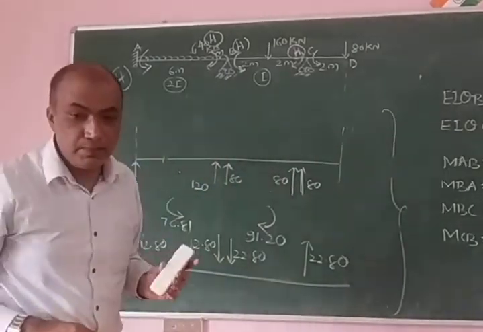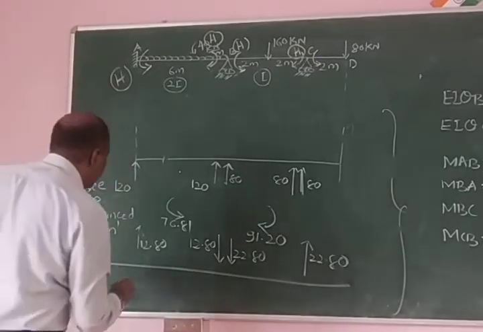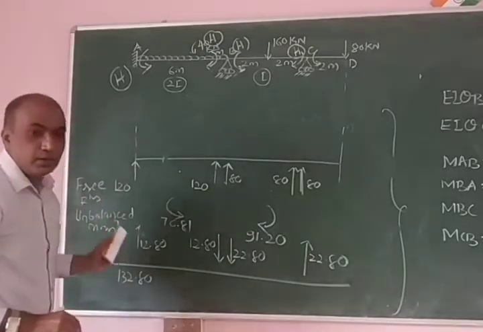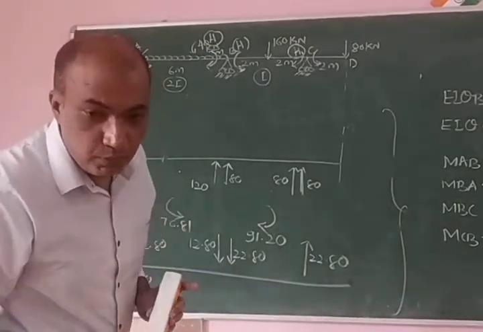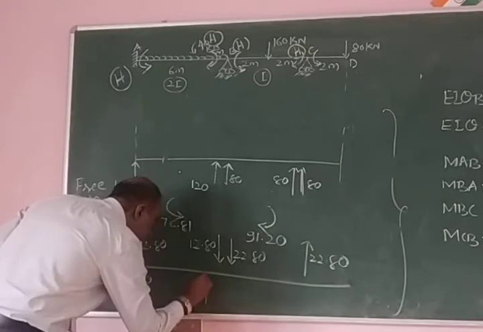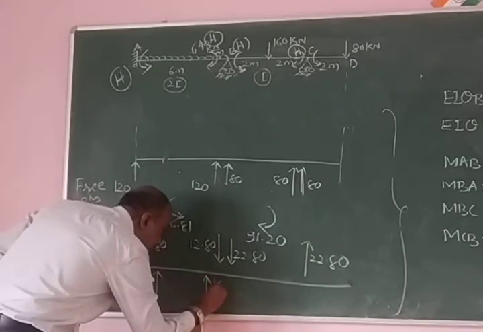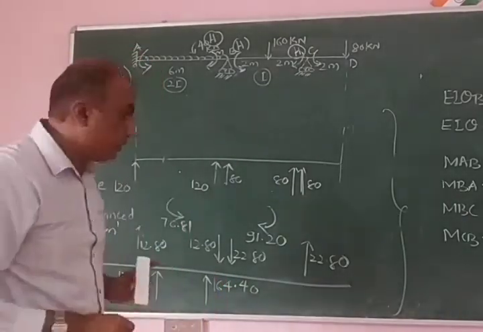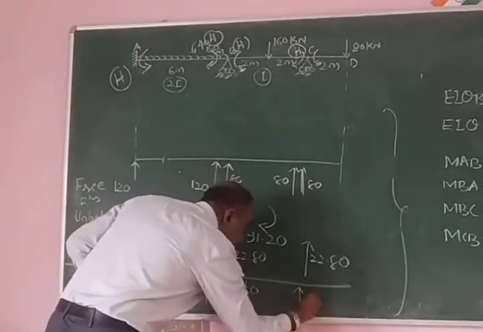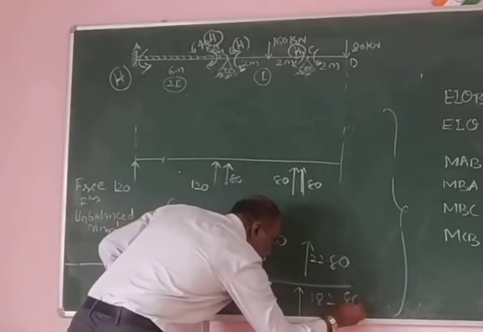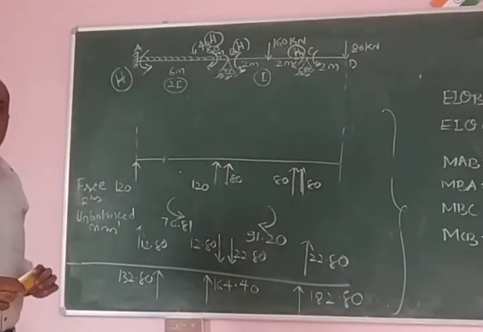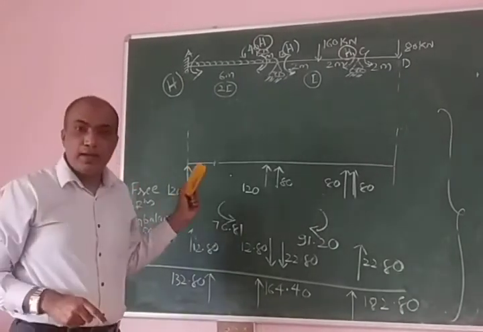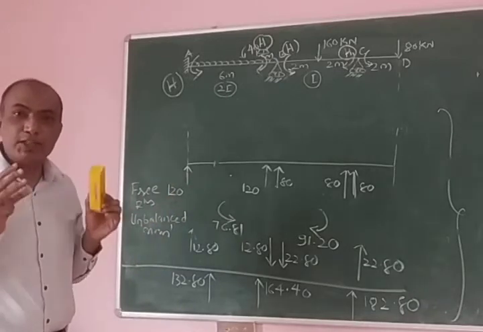The final reactions are 132.8, and then 164.4, and the last one is 182.8. These are the final reactions. So using these reactions, now we are going to draw the shear force diagram. I hope you have understood. If you have not understood, I will explain once again.